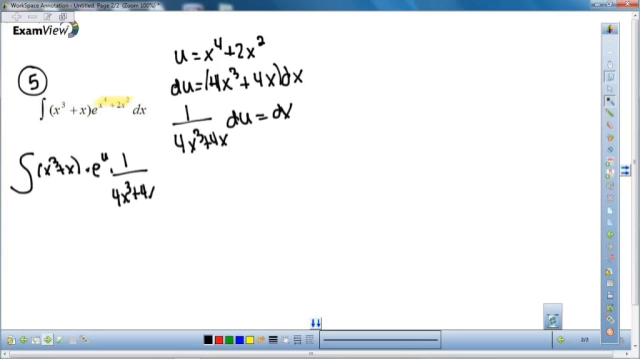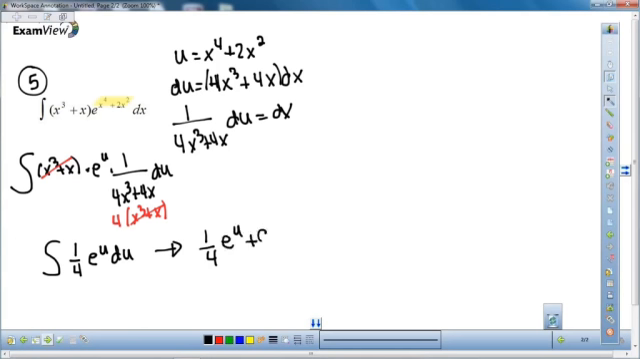1 over 4x cubed plus 4x du. So I notice that it's not going to reduce because I have a 4. So I'm going to go ahead and factor out a 4. And now my x to the 3rd plus x are going to cancel. So I have 1 over 4 e to the u du. So 1/4 is the constant, so I'm just going to bring it down. The antiderivative of e to the u is going to be e to the u. Don't forget your plus c. And then I just have to substitute u back. So u is x to the 4th plus 2x squared, plus c.